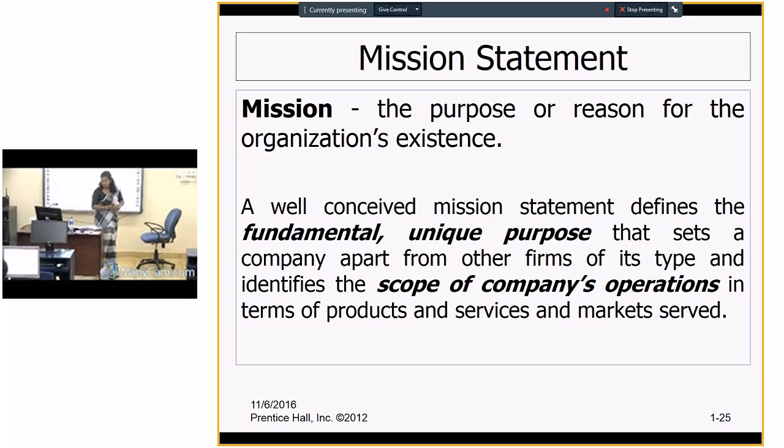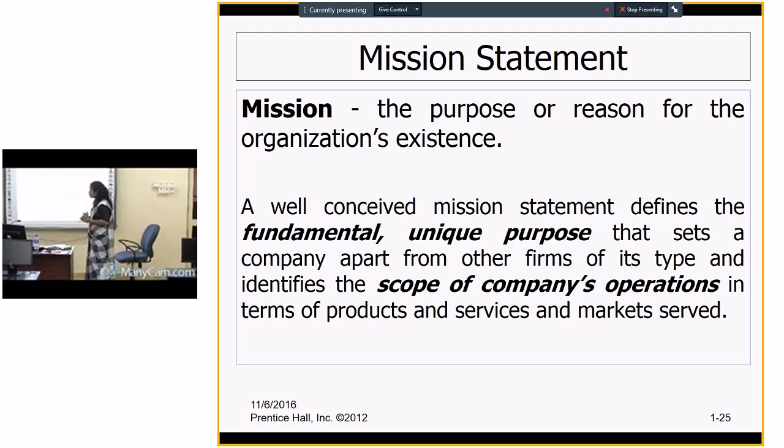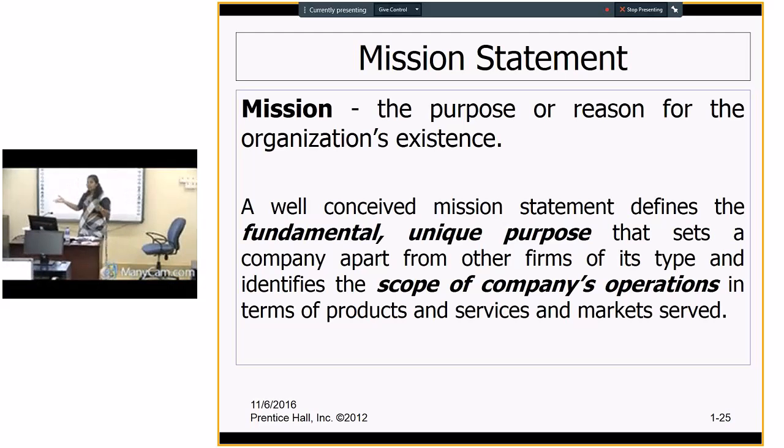Further, the mission statement, as we discussed, might be highlighting the purpose or reason for the organization's existence. Why they exist. So in that case, we call it a well-conceived mission statement. If it is a good mission statement, it should define the fundamental or the unique purpose that sets it apart. How do we stand among other competitive firms? We have to highlight through our mission what might be our fundamental purpose or the unique manner why we are set aside from other competitive firms in the industry.